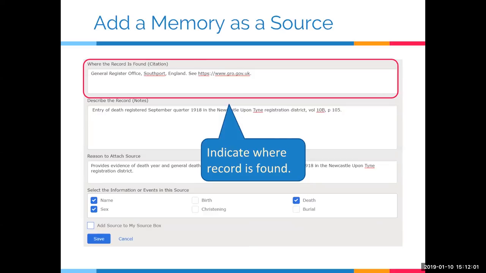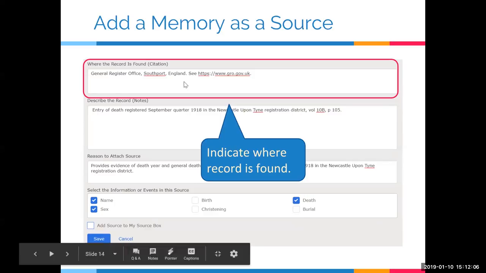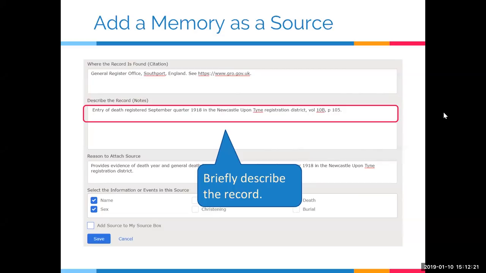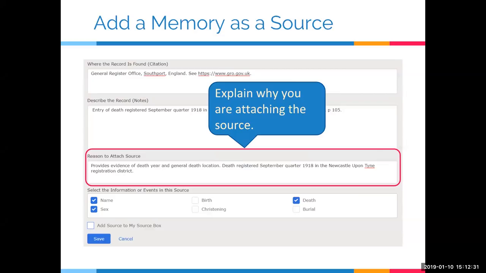So I just put the name of the place where it's found, which is the General Register Office in Southport, England. And then I included a URL in case somebody wants to go there. That's not mandatory, but it seemed like it might be helpful to people. So we indicate where the record is found. And then in the next section, we describe the record. Again, it doesn't have to be rocket science, just something very simple to help people understand what the record is. The next thing we do is explain why we're attaching this memory as a source.